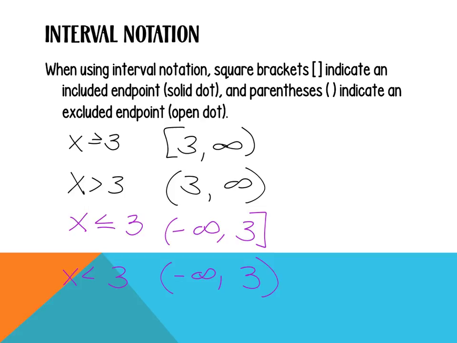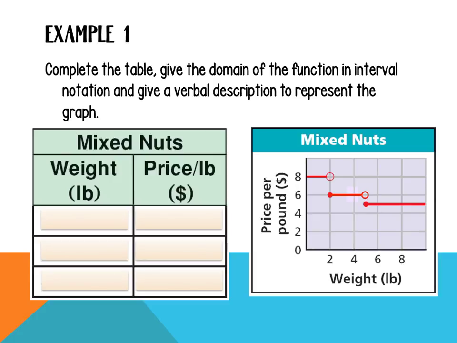So you're going to be reading interval notation from a graph. But you have to obviously understand what it is first. So this says complete the table, give the domain of the function in interval notation, and give a verbal description to represent the graph. So this is what's called a piecewise function. Specifically, this is called a stepwise function. But what it's saying is that for different values of x, my function is different, right? Like these are 3 different lines. Everybody sees that, right? And they're true for different values of x.